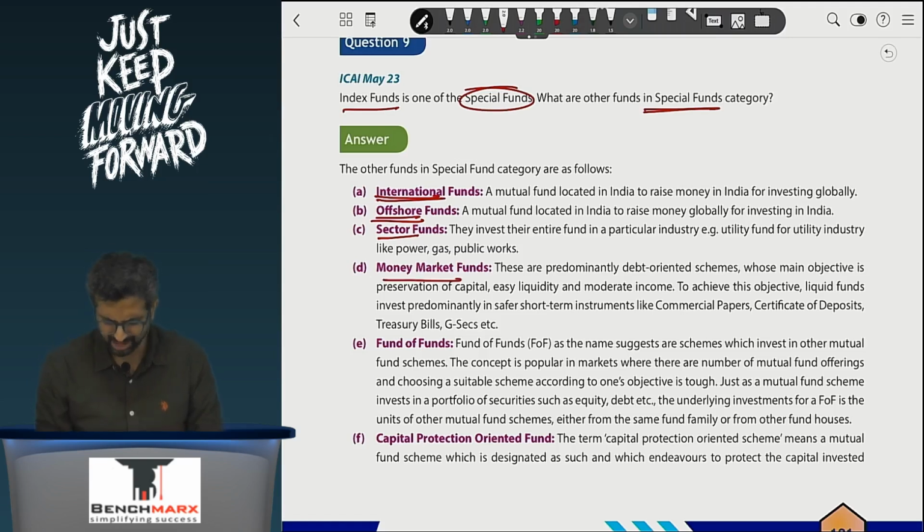Money market funds, as we said, will invest in government securities, treasury bills, etc. Fund of funds. Now this is interesting. What is fund of funds? See, you are now at a time where you have so many options. In general, everywhere. The biggest confusion is where do I start?